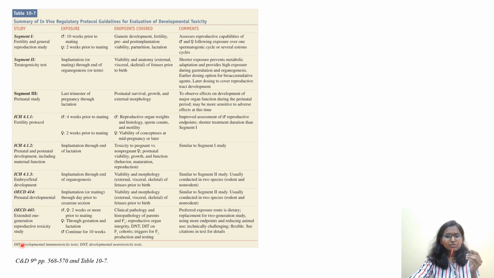So in our question also you might have come across extended one generation, prenatal developmental. So try to remember the guideline number also and the type of study also. That becomes easy for you to identify the options.